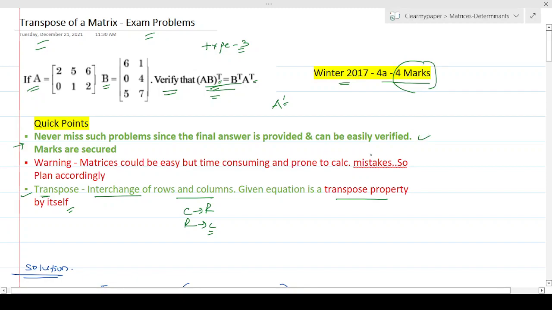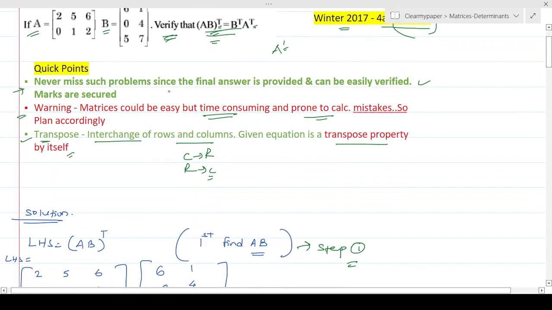And as a quick disclaimer in red, matrices are always easier to solve, but they're always going to be time consuming and prone to calculation mistakes. So you have to be very careful. When you invest your time on what kind of questions you're going to pick up in the first half of your examination, always be careful. I would always say pick up problems like trigonometry as opposed to matrices if you can. Otherwise, if you're careful with your calculation, then matrices is a good choice as long as you can verify the problem. Okay, let's jump into the solution right now.